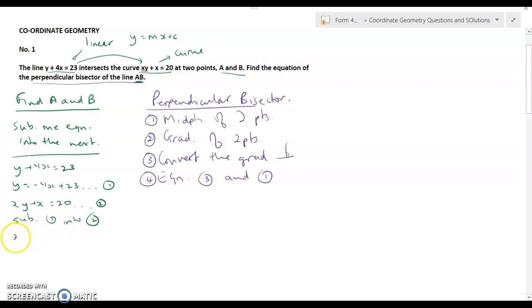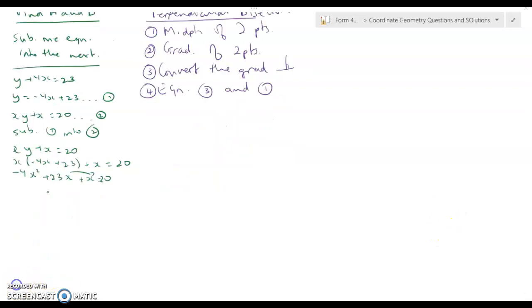So I'll get, instead of xy plus x is equal to 20, I will get x times minus 4x plus 23, plus x is equal to 20, which will give me minus 4x squared plus 23x plus x is equal to 20. And I'll send all these over. So I'll get 4x squared minus 23x minus x plus 20 is equal to 0. 4x squared minus 24x plus 20 is equal to 0. I can divide through by 4. x squared minus 6x plus 5.